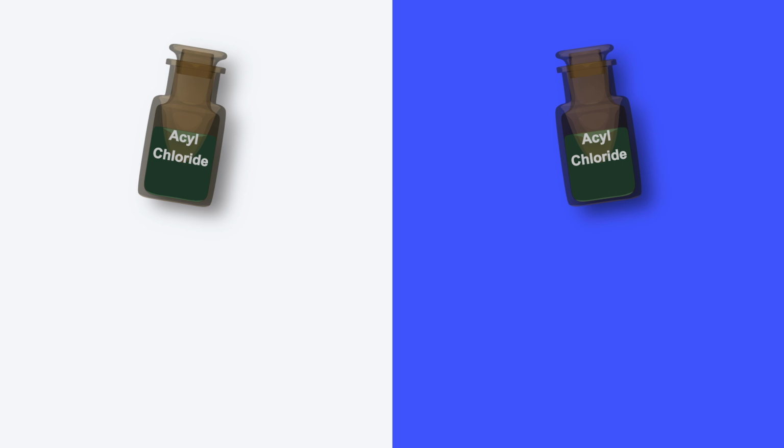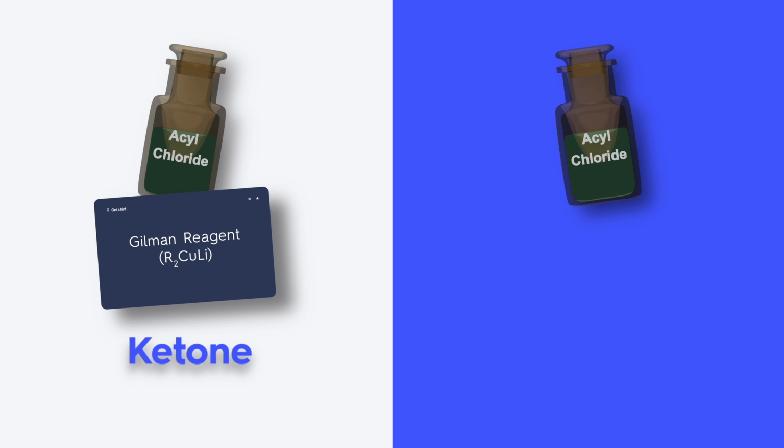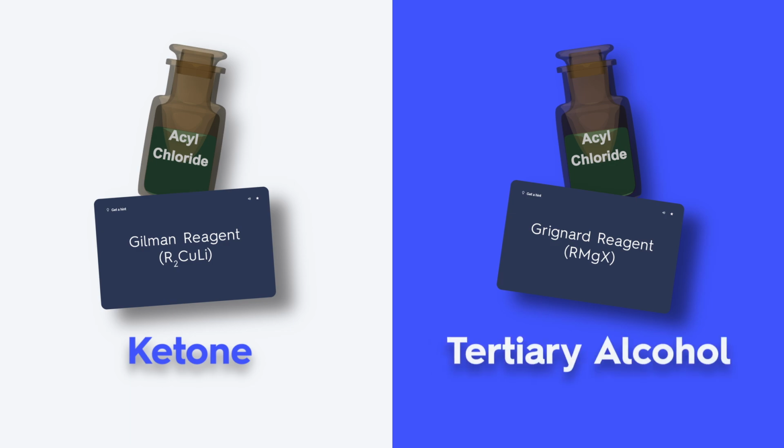For even greater control, especially when starting with an acyl chloride, a Gilman reagent can be used. This reagent adds just once, giving you a clean ketone. By contrast, Grignard reagents usually add twice, driving the reaction toward a tertiary alcohol, which is not the target here.